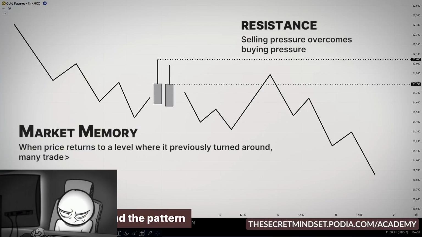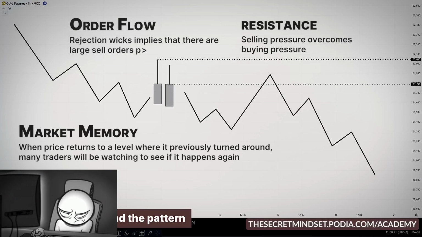Then we have market memory. Traders often remember important price levels. When price returns to a level where it previously turned around, many traders will be watching to see if it happens again. Then we have order flow. The rejection wicks and the subsequent drop implies that there are large sell orders placed at this level. These orders absorb the buying pressure and push the price back down.